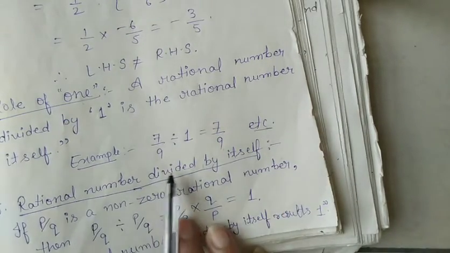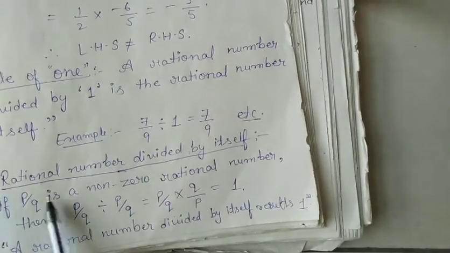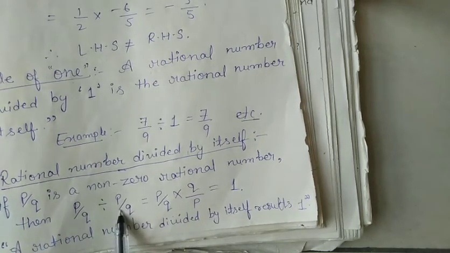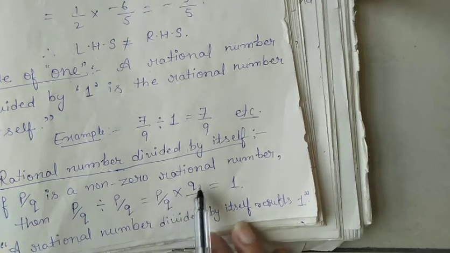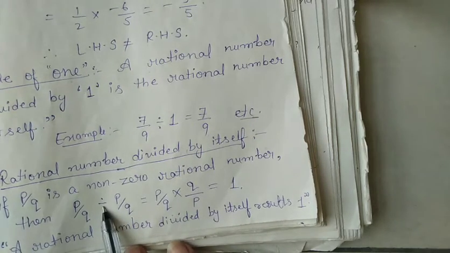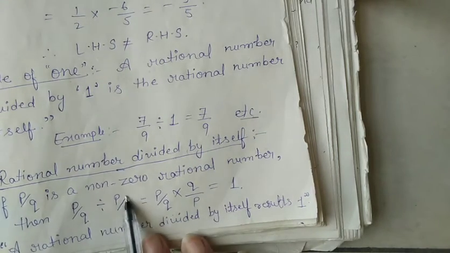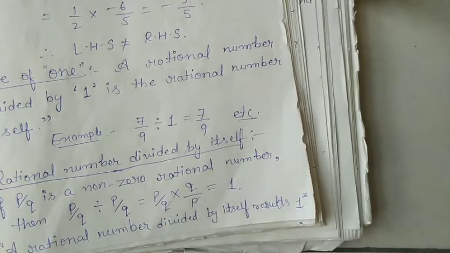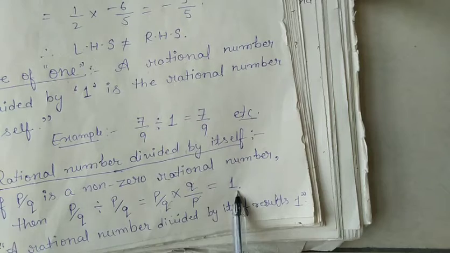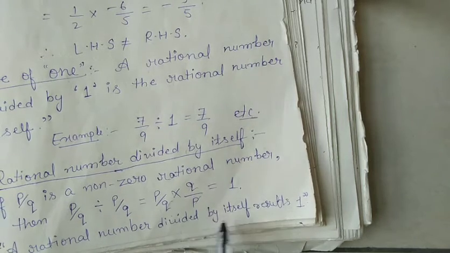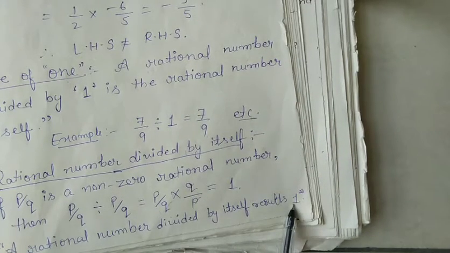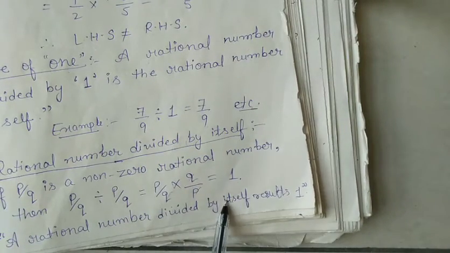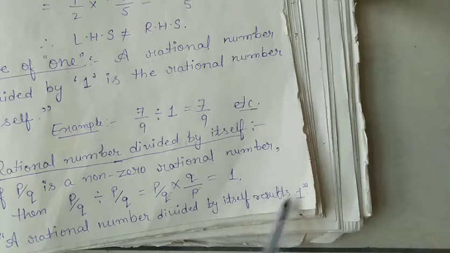Rational number divided by itself. If p by q is a non-zero rational number, then p by q is divided by p by q. So when we change this divide sign into multiply, we take the reciprocal of the number, so q by p, and these are cancelled by each other, and the answer is 1. A rational number divided by itself results in 1. I repeat, a rational number divided by itself results in 1.